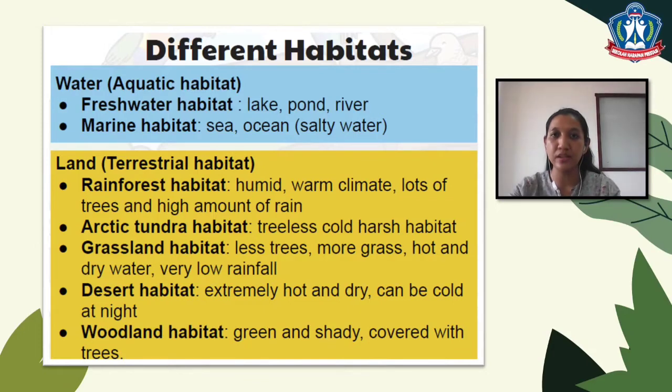Different plants and different animals live in different habitats. There are two kinds of habitat. The first one, water, and the second one, land. For water itself, it's divided into two groups, freshwater habitat and marine habitat. For the land, there are 5 groups. For example, rainforest habitat, Arctic tundra habitat, grassland habitat, desert habitat, and also woodland habitat.